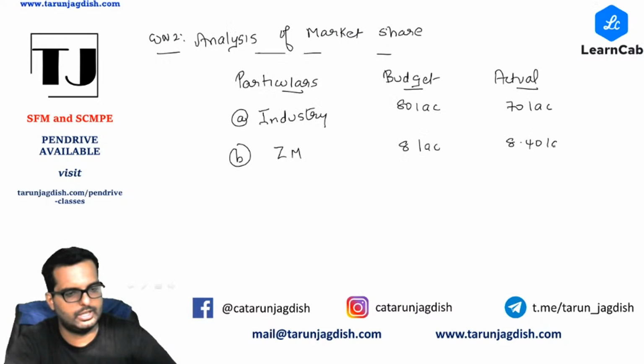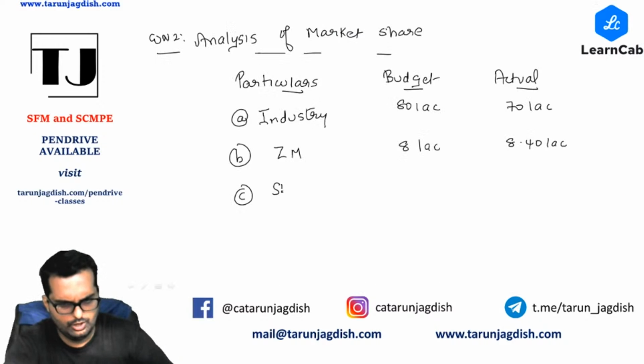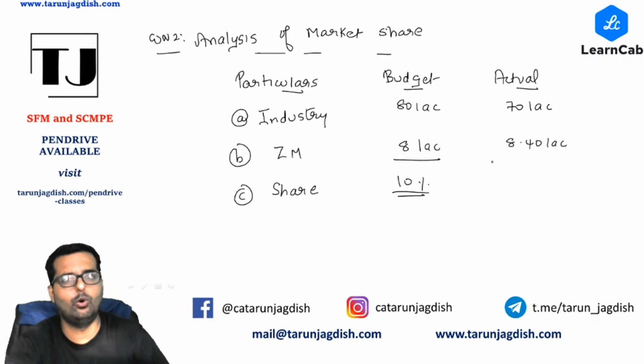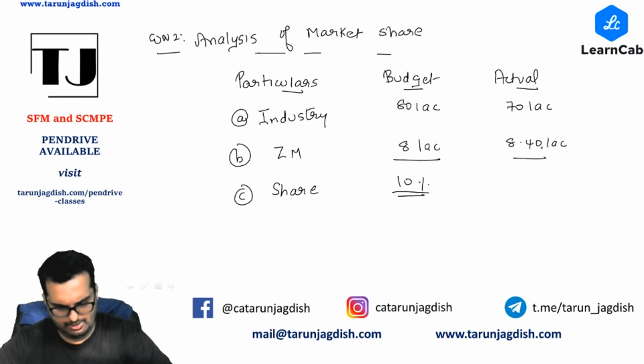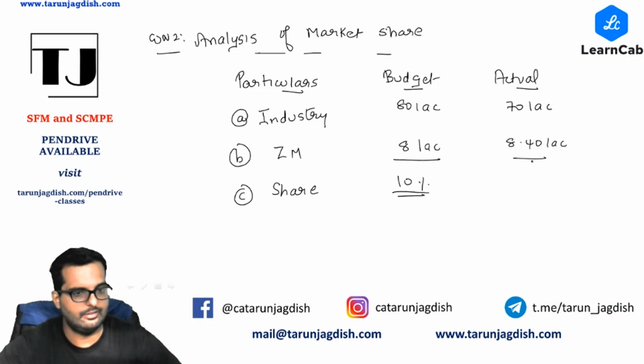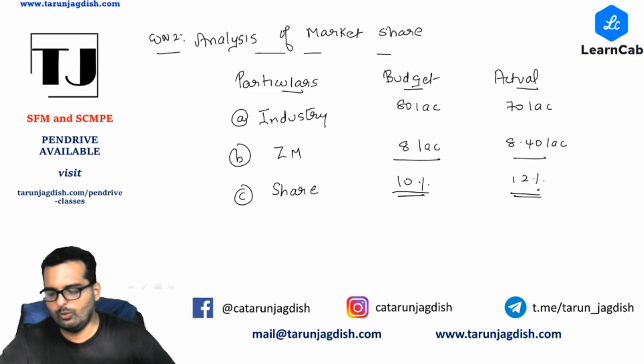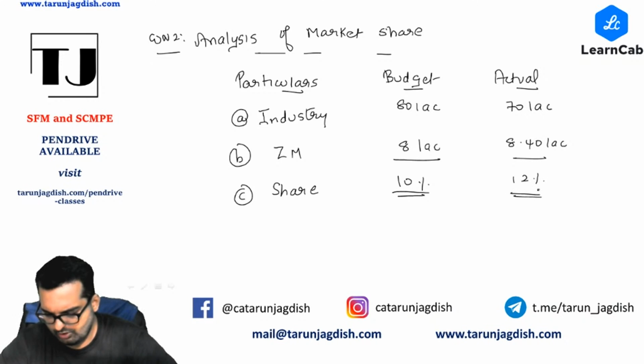8 lakh 40,000. So when you look at the market share, originally 10% of the overall market was their share. But in the end, it became 8.4 divided by 70. It went up to how much percentage? 12 percent. Can you write this down in your books now?